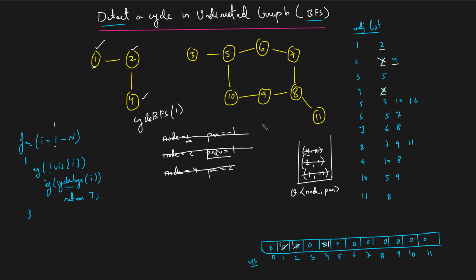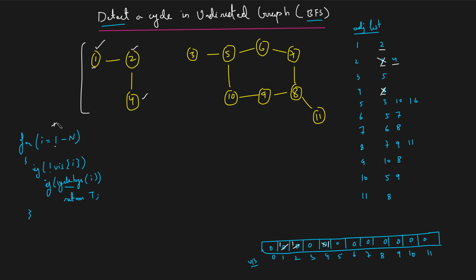That means you have done the BFS traversal for the node starting with 1. That means this entire component has been visited. But did you find a cycle? No. So this function is going to return a false, right? And whenever it returns a false, it means this component did not have a cycle. So we are going to move across to the next component to check for a cycle.